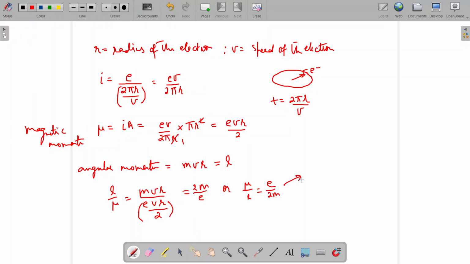This ratio is called the gyromagnetic ratio.